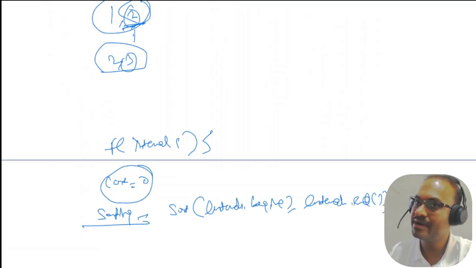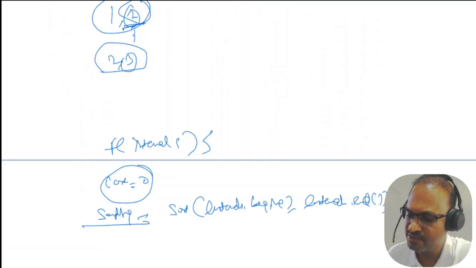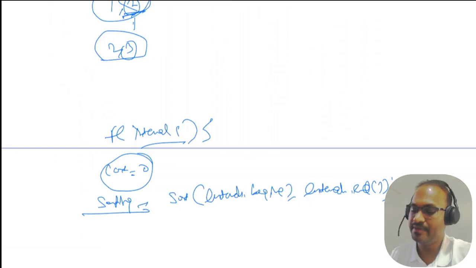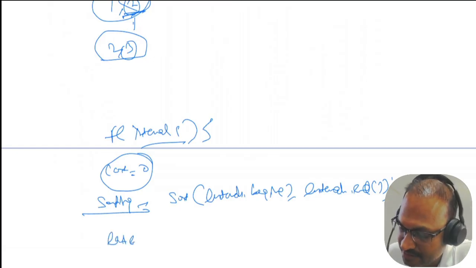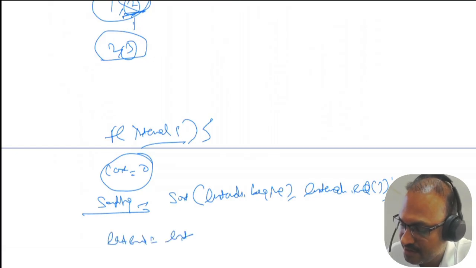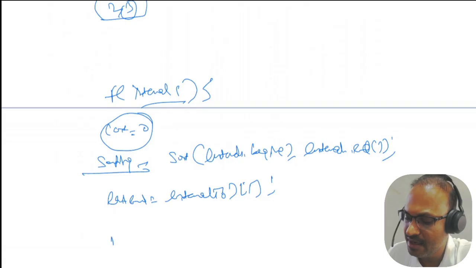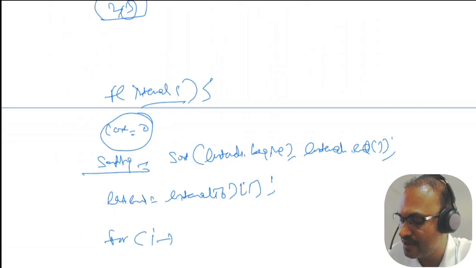So I have written code, but in pseudocode, you can just consider that I'm just doing sorting. Then for the first element, I'm trying to find the ending element of that. So what is the last end? It's interval of 0 and the second element. And the for loop, I will be starting from 1 to n.